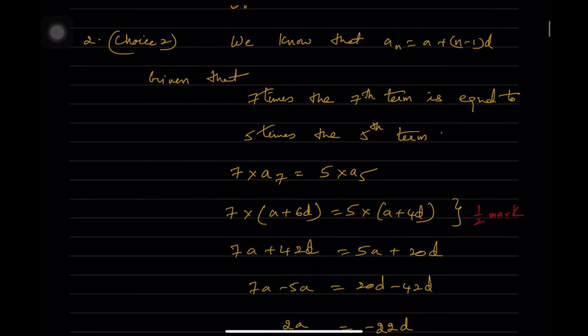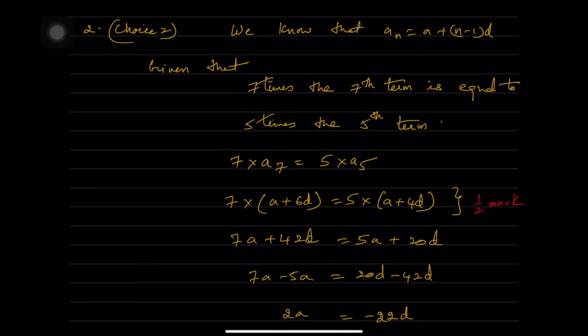Here we know that an is equal to a plus n minus 1 into d. Given that 7 times the 7th term is equal to 5 times the 5th term, so 7 into a7 is equal to 5 into a5. Using an, a7 is equal to a plus 7 minus 1 into d, that is a plus 6d. And a5 is a plus 5 minus 1 into d, that is a plus 4d. So 7a plus 42d, by the distributive law, is equal to 5a plus 20d.